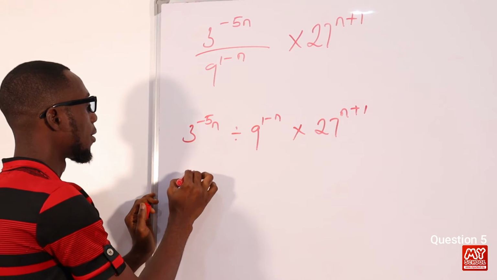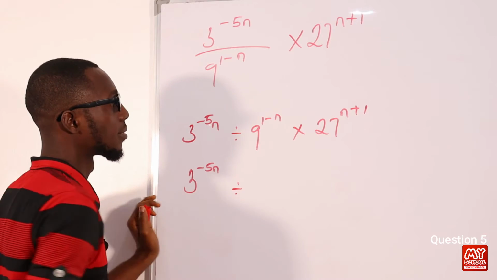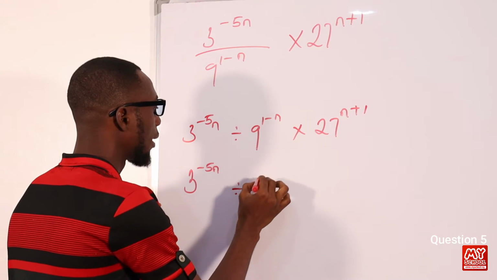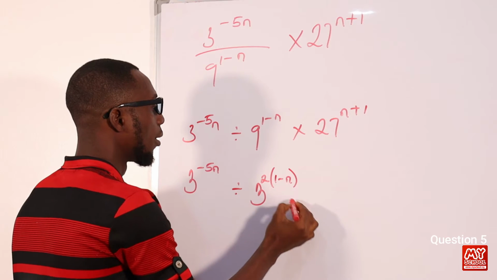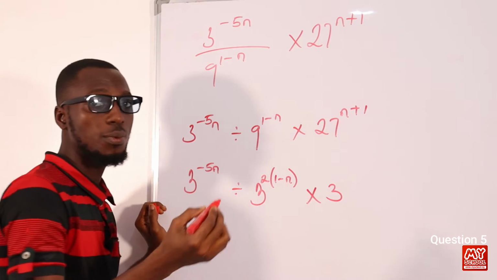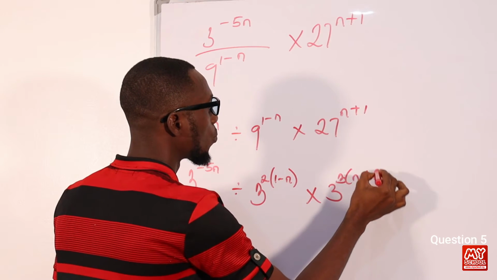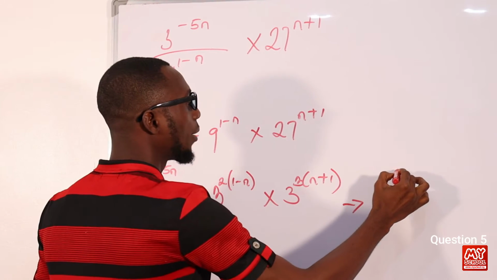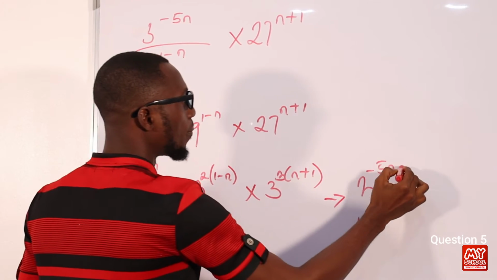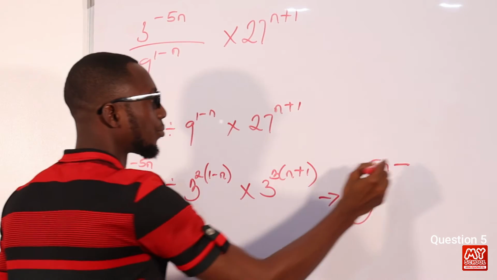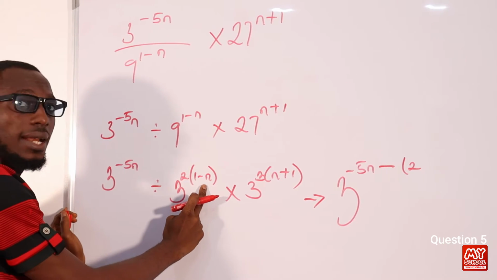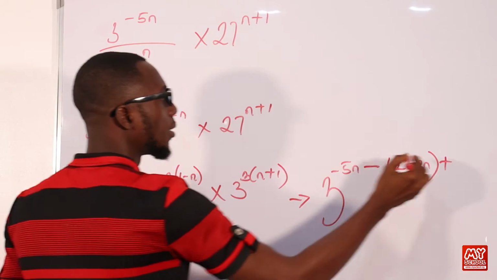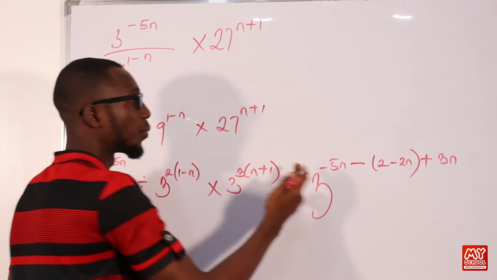So this means 3 raised to power minus 5n divides, if we want to bring everything to base 3, alright, so 9 is 3 raised to power 2, so that is 3 into bracket 2 into bracket 1 minus n, right, times 27, which is 3 raised to power 3, into bracket n plus 1, right, so everything is in base 3, we can just pick the powers. So we have minus 5n, right? So divide means minus 2 times 1 minus n, that is minus 2 plus 2n, right? Times means plus, isn't it? So 3 times n, we have 3n, 3 times plus 1, we have plus 3.